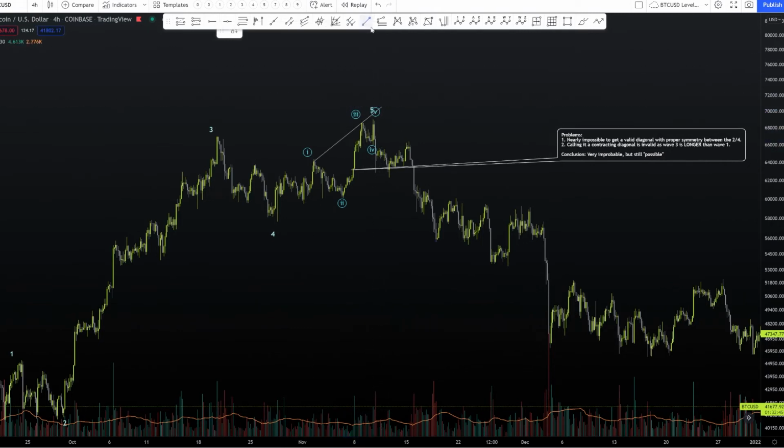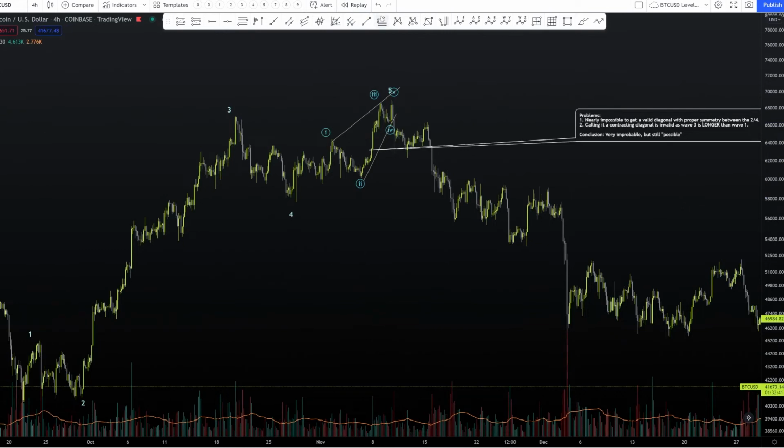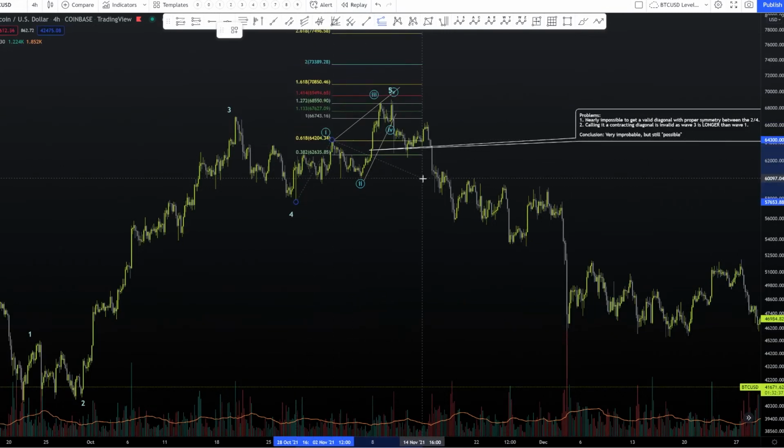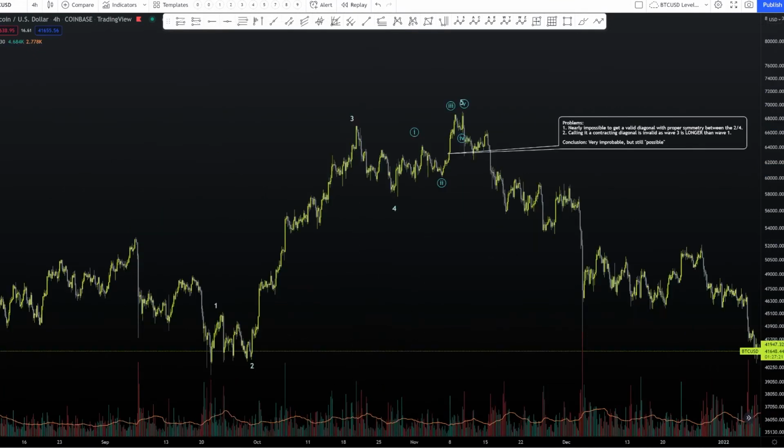But if you were to call this a diagonal, then this wave 3 is also longer than this wave 1. So if we compare the length of the wave 1, then we see the wave 3 actually comes beyond the 1 to 1. So in other words, it's longer than the length of the wave 1, which is not valid in a contracting diagonal. And if you were to call this an impulse instead, you guys can already see this wave 1 would be very hard to get a nice 5-wave move out of. It looks a lot more like an ABC.